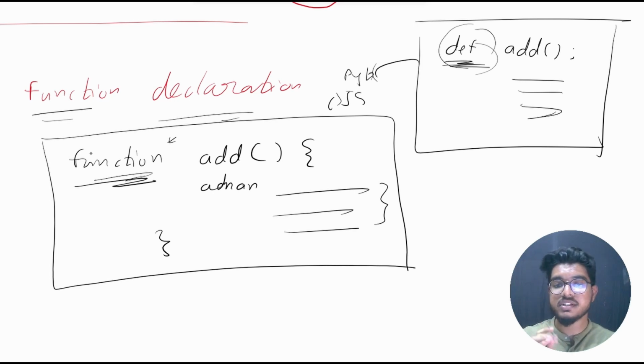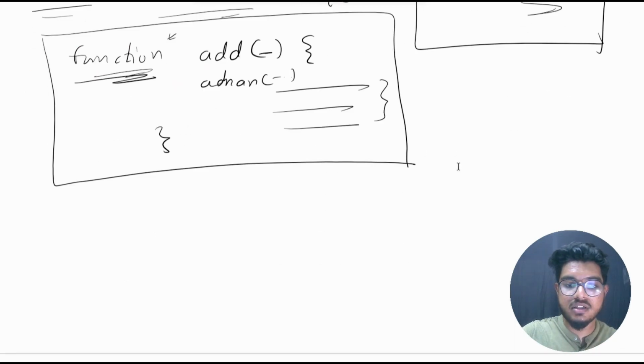How to declare a function using the function keyword. Now coming to parameters, you have to pass some values so that an operation can be performed. For example, let's write a function for adding two numbers. I'll take a equal to 10, b equal to 5.